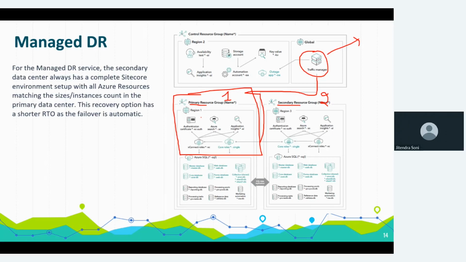So let's say this web app goes down, the traffic manager will change the priority. It will start pointing to this one. And this is pointing to, again, replicated SQL instances. So there won't be much downtime.